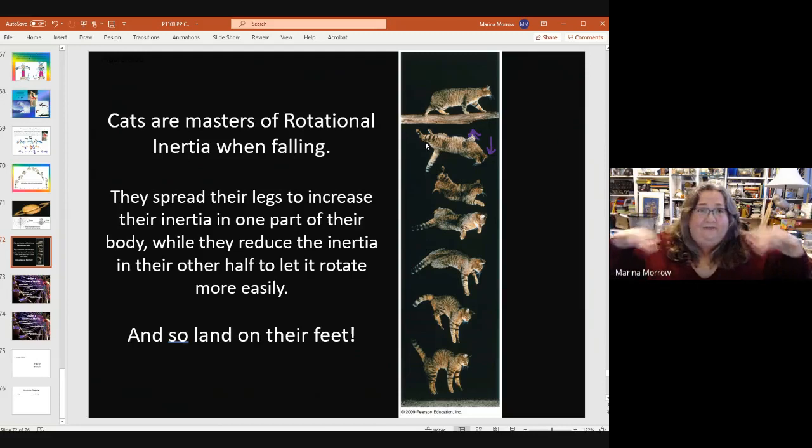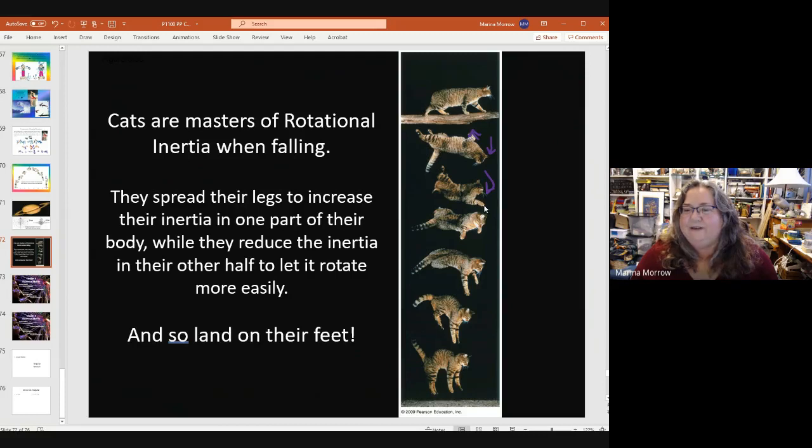It also has flaps of skin that help, so it can use air friction as part of the force that it's working with. Now, by making the paws closer in the front half, it's able to have a smaller rotational inertia in the front half. And so it actually rotates the front around. The back had a large rotational inertia because the paws were outwards. Now it pulls the paws together.